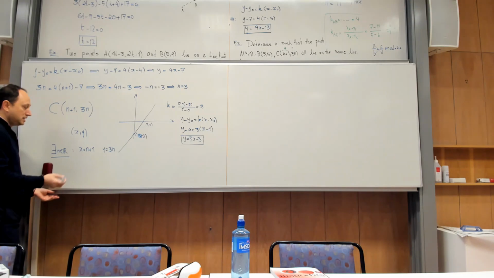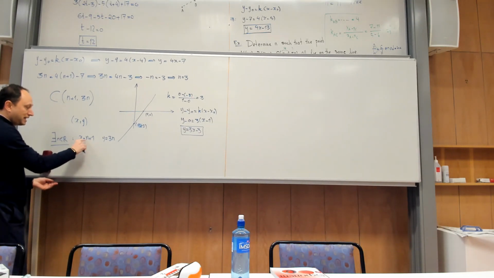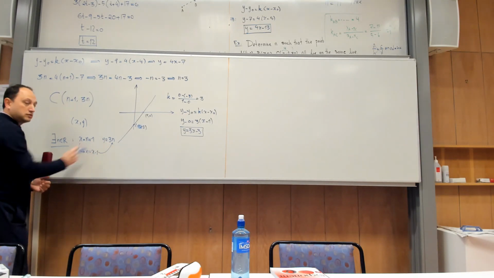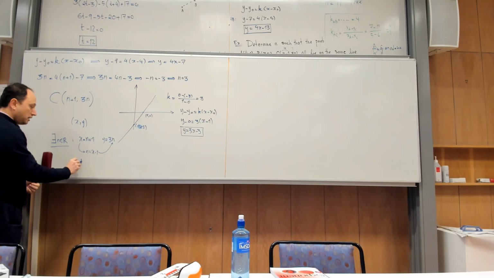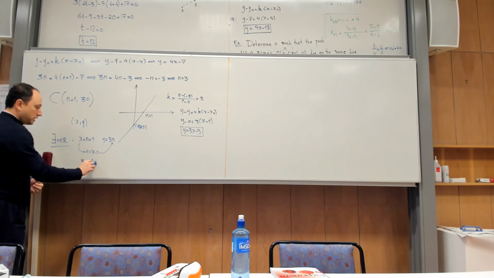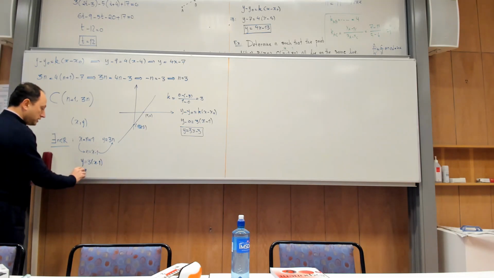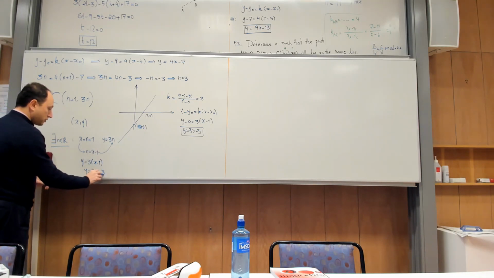But that is easy. For example, I can calculate n from this equation. This becomes x minus 1. And then I can put it here. So y becomes 3 times (x minus 1). And that is exactly what you found. So you see y is equal to 3x minus 3.